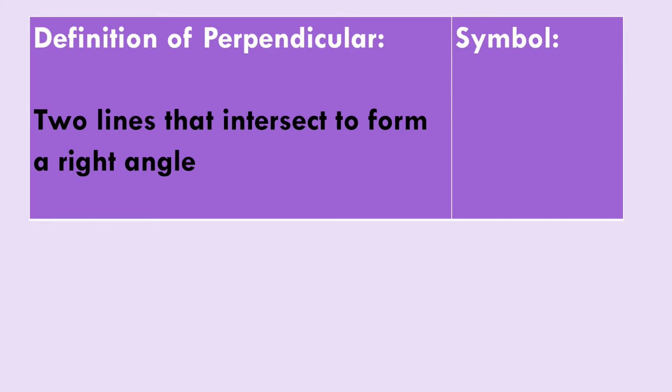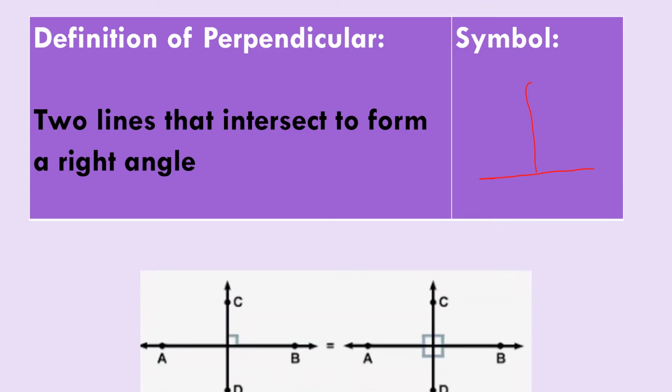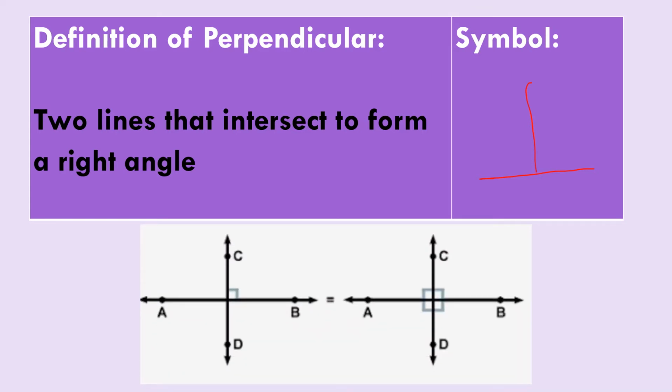If we are doing a symbol of this, you guys will see this a lot. The symbol for perpendicular is like an upside down T, okay? So it looks like that. For example, if we have this, we would say that line AB is perpendicular to line CD because they form a right angle, okay? And for it to be a right angle, it has to have that little square in the corner.